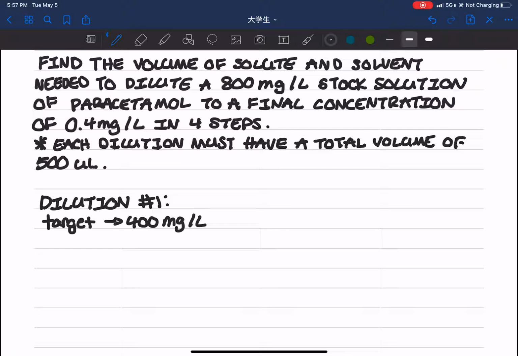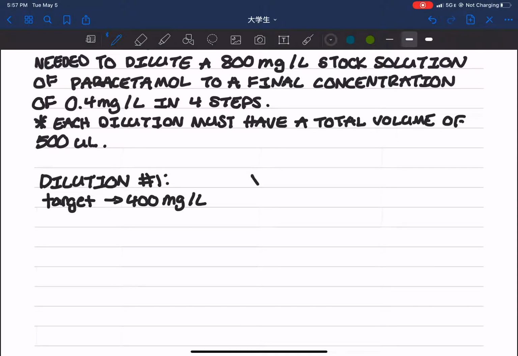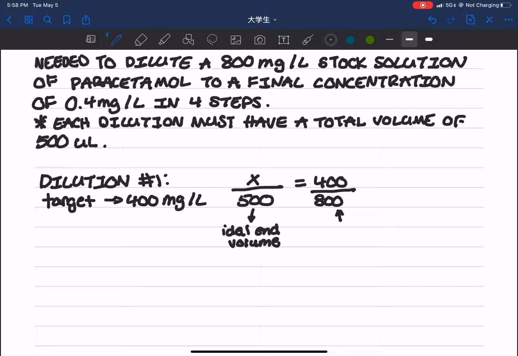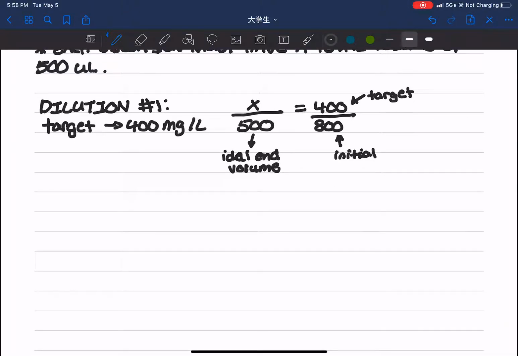So since we're starting with the 800 milligrams per liter, we need to set up a proportion to find the amount of solute that we would put into this new test tube. So the way we do that is we let x over 500, this being the ideal end volume, and we set that equal to the target concentration over the initial concentration of our solution that we have. So this is initial and this is target. And by finding x, it's essentially telling us the amount of solute that we need to put into the test tube to dilute 800 milligrams to 400 milligrams per liter.